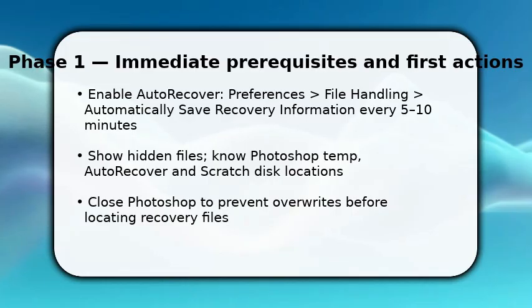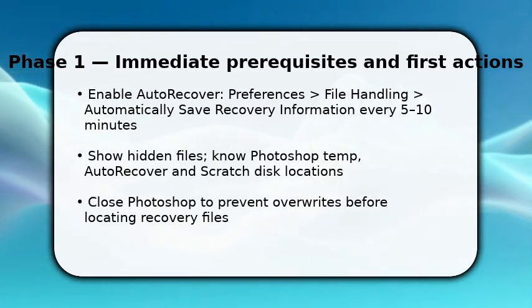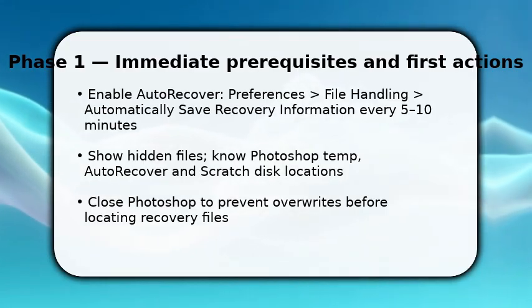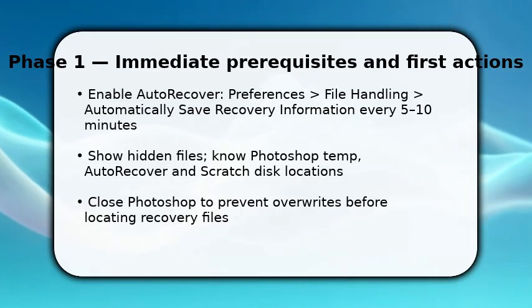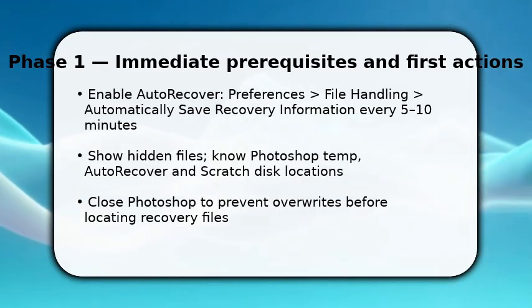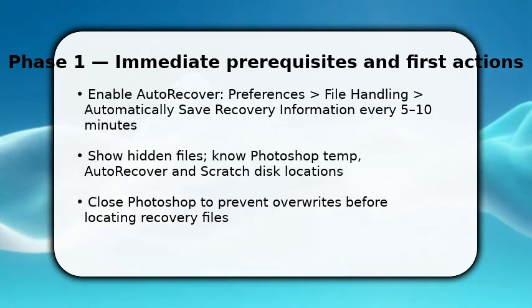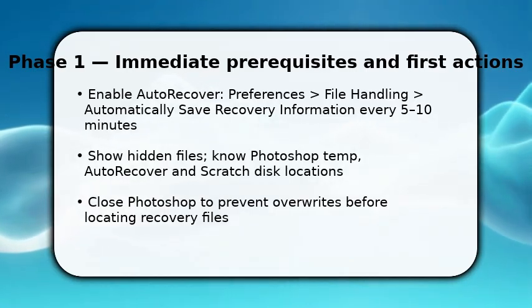You begin by confirming Photoshop is closed and Auto Recover was enabled. This matters because recovery files only exist when saving options are on. Next, make sure you can view hidden files and folders on your OS, since Adobe stores temp and recovery data in hidden directories. Once done, locate the Auto Recover and temp paths from Preferences File Handling.